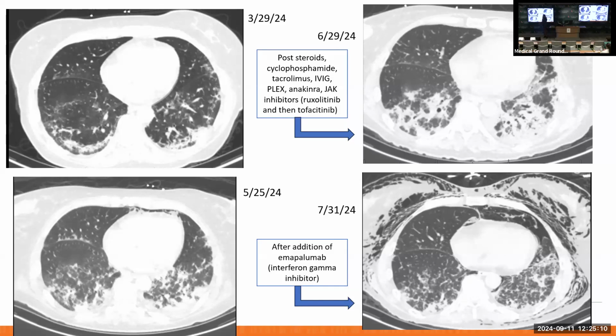Lungs still don't look too bad, but they're starting to get a little bit more consolidation in there. She's getting steroids, cyclophosphamide, tacrolimus. At some point, she got all of these things: IVIG, Plex, anakinra for the MAS type component, and then JAK inhibitors, ruxolitinib, and then tofacitinib. So she got every treatment under the sun for this.